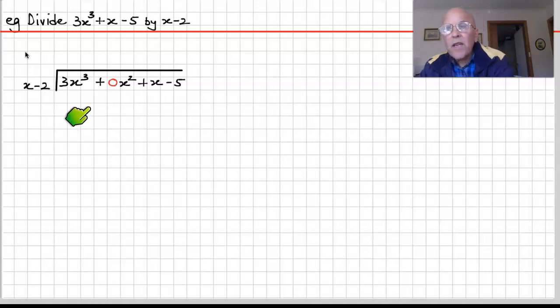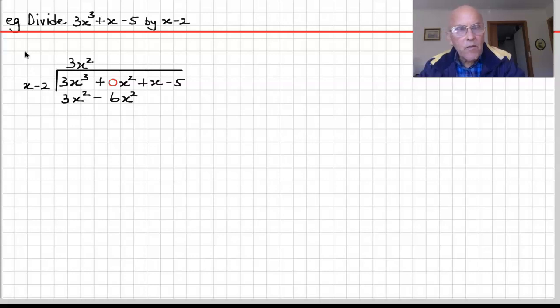So you see what I've got here? 3x cubed plus no x squared plus x minus 5. Phasing these powers of x down by one at a time. Okay, now let's get going. What's the first thing we do? Yes, that's right. We divide the x into the 3x cubed and we get 3x squared. And now we multiply 3x squared by the x minus 2 and we get that. Okay. Now we do the subtraction.